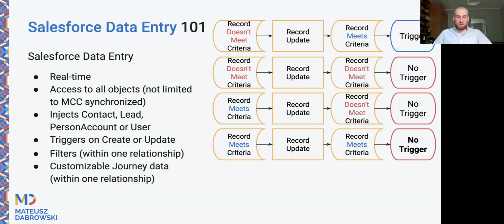Finally, the customizable journey data. So the data that you are pushing along with the trigger also has the same limit of one relationship. So again, even if we are talking about the fields that we are moving from the CRM to the journey so that they can be used for the decision splits, for the personalization, and other things that you may want to leverage within Journey Builder, you also need to think about this starting object and the relationships to it.